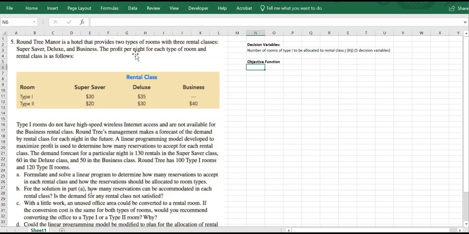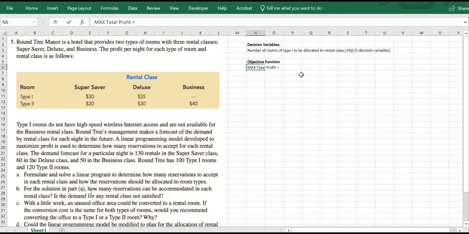The objective function is going to be profit, the total profit. And of course, we want to maximize it. So I just put it right back here. Maximization of total profit. And the total profit is going to be, for each room type 1 that you allocate to the super saver rental class, you're going to make $30 in profit.